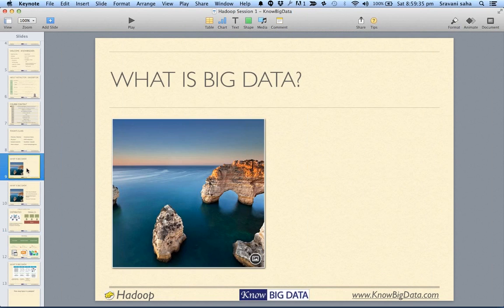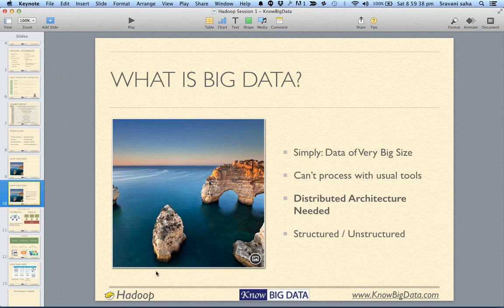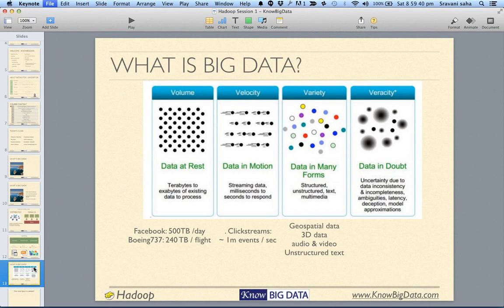All right. Now I'm extending our definition. We'll stick to this definition as we go ahead, because there seems to be a lot of hubbub about the definition of big data. Big data is all about distributed computing. All right.